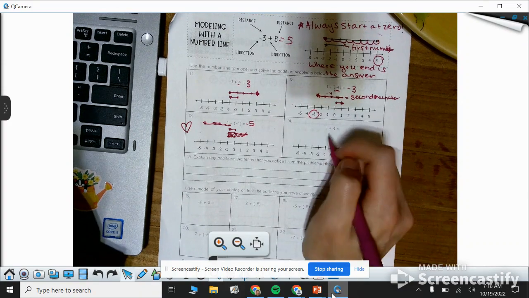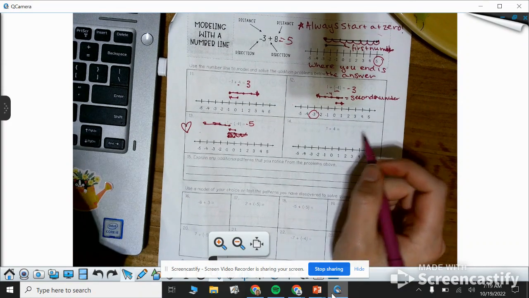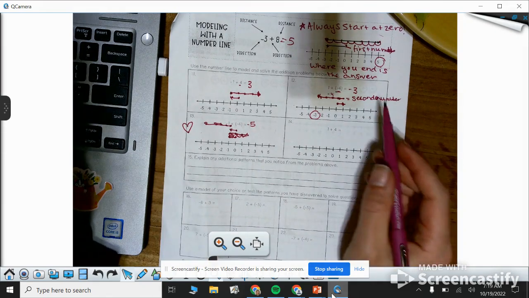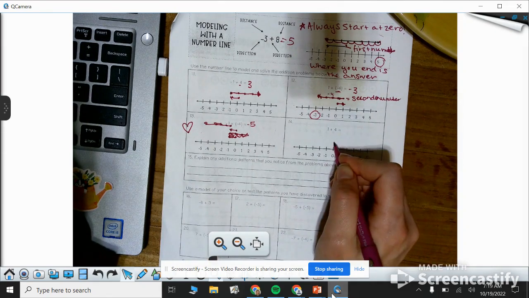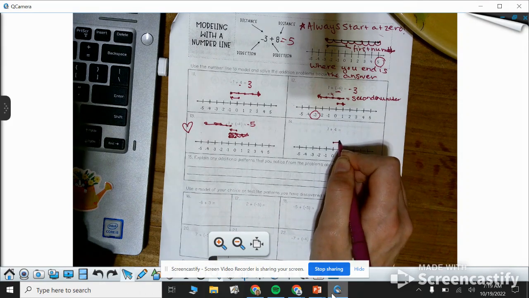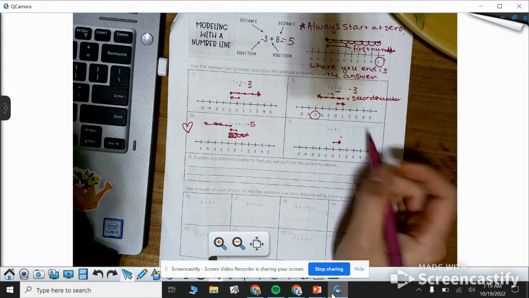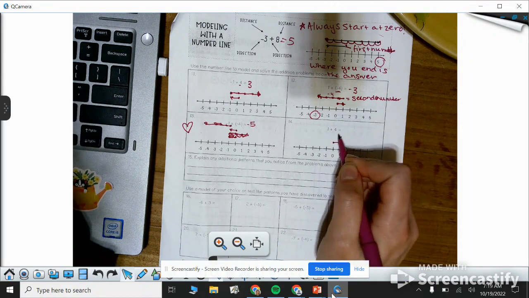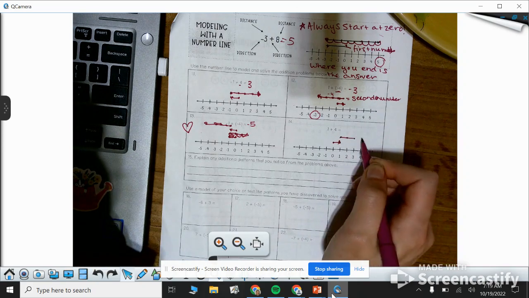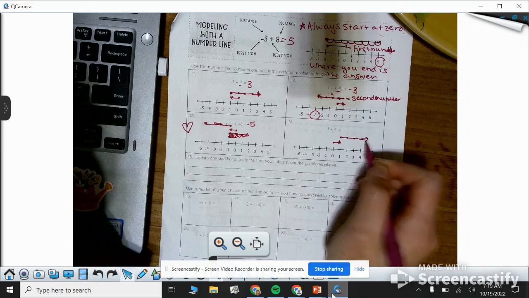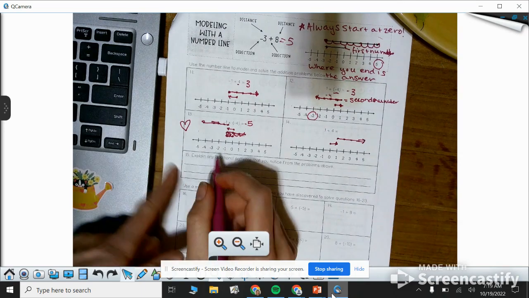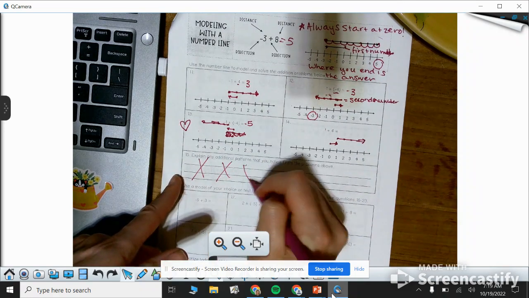All right, 1 plus 4. I will model this one for you because you're going to have to do these down here. So I'm going to start at 0, and I'm going to go up to 1. Then I'm going to need to go up to 4. I know my answer is going to be positive because I have 2 positives. 1, 2, 3, 4. If you want to fill that out, that's fine. This just doesn't make a whole lot of sense to me.